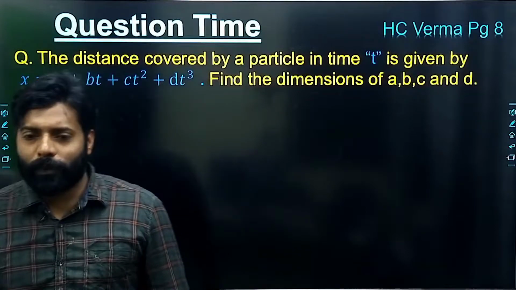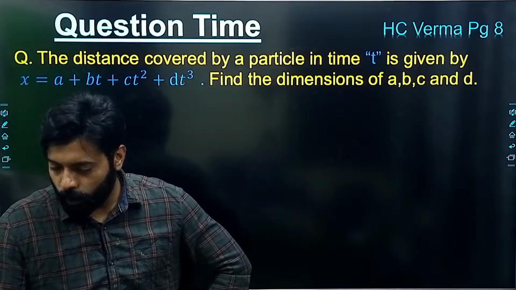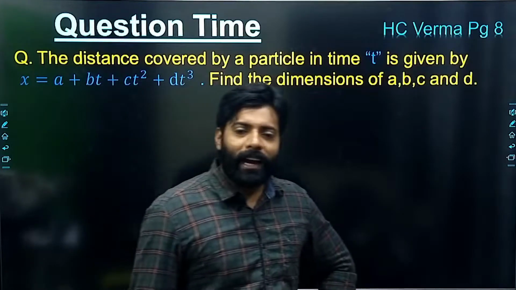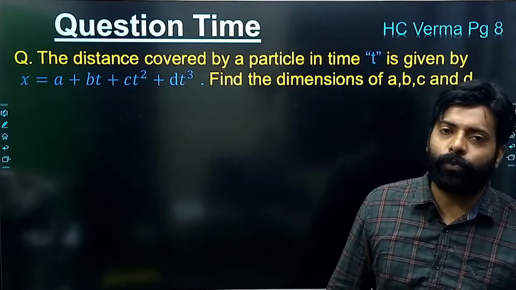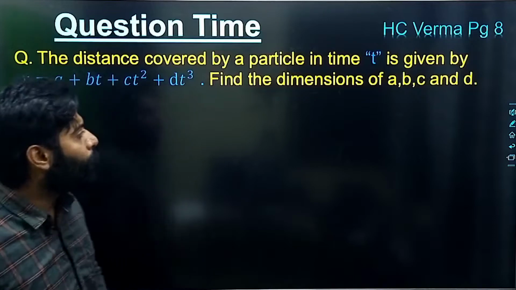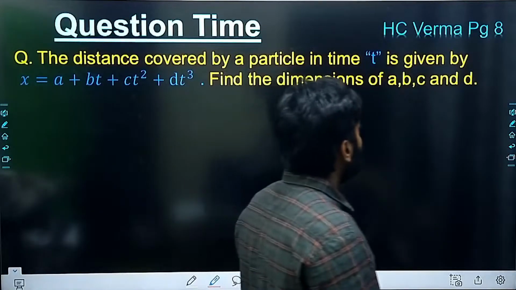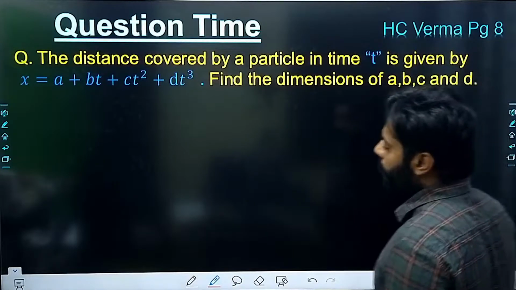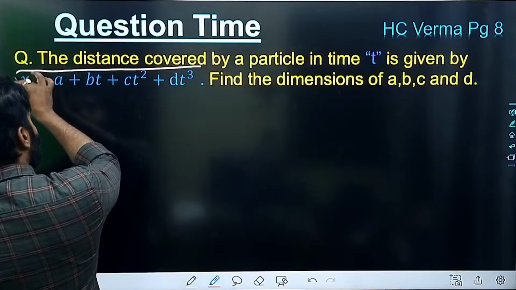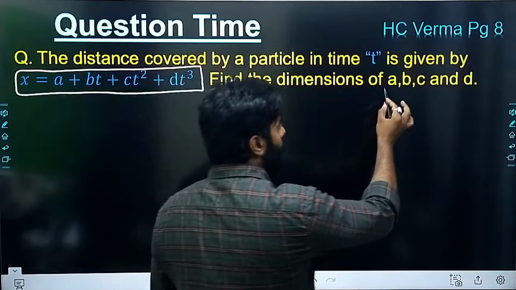There are some questions which we will be solving so that you get a brief idea of how to get the answers. Okay, so here we are with the first question. I took this question from H.C. Verma book, page number 8. Here we see that the distance covered by a particle in time t is given by an equation. You need to find out the dimensions of A, B, C, D.